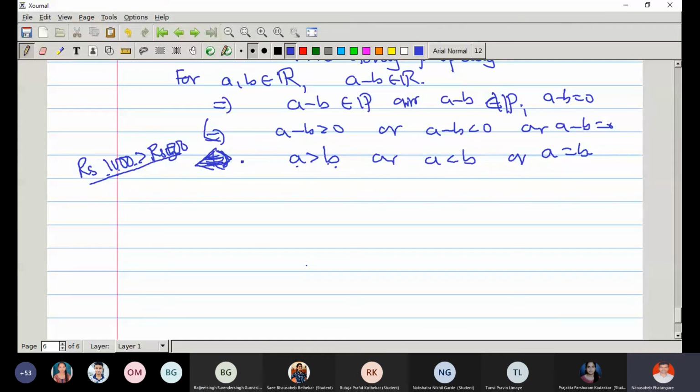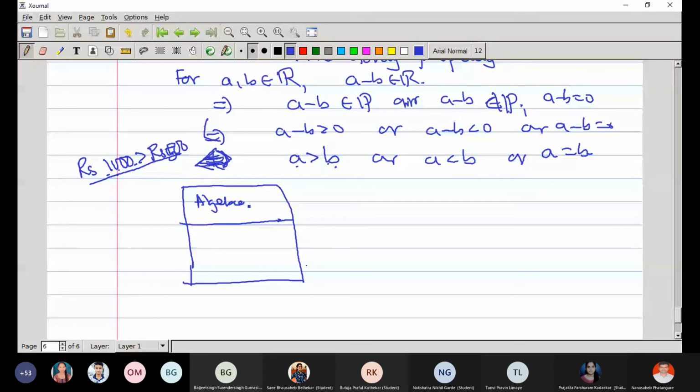If you look at the complete structure of the real numbers, then symbolically there are algebraic properties, then order properties and completeness properties.